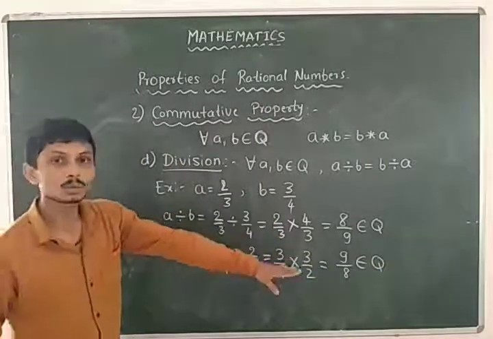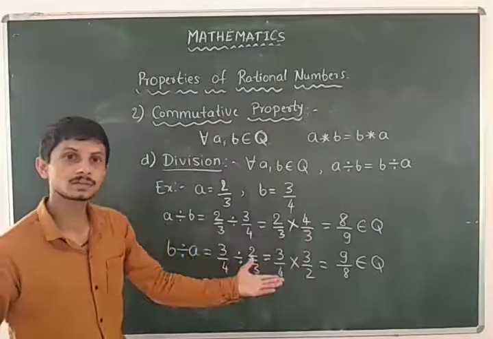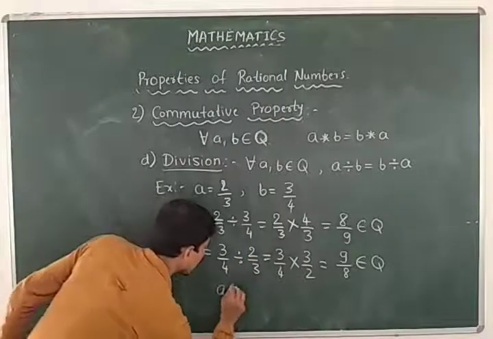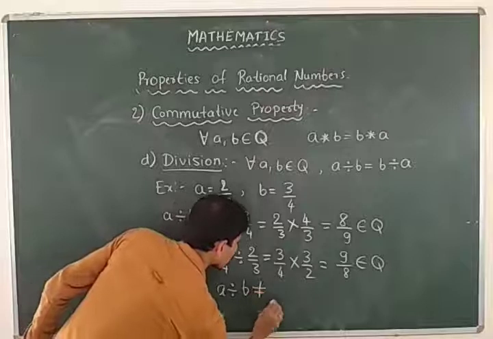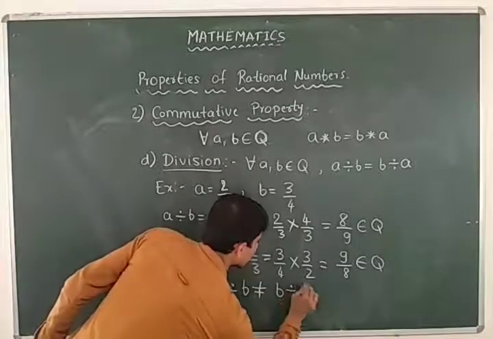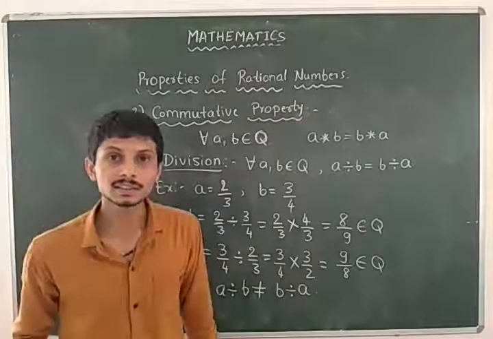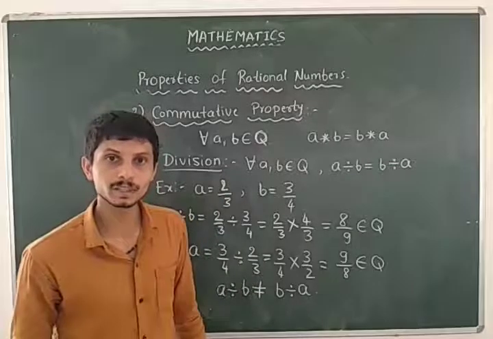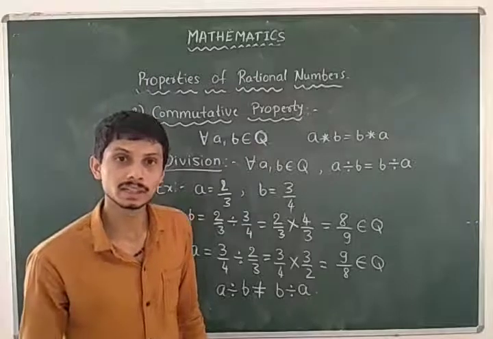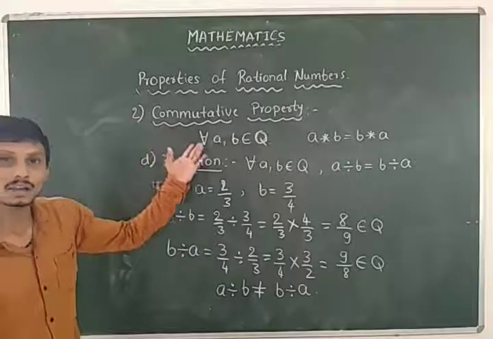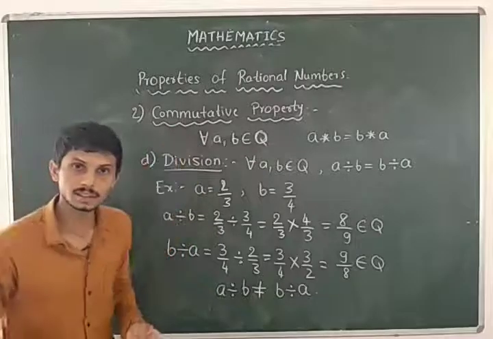So from these two answers, we have come to the conclusion that a divided by b is not equal to b divided by a. That means rational numbers are not commutative under division.